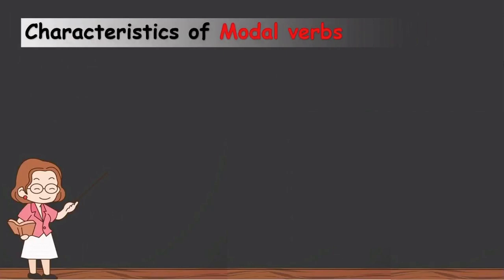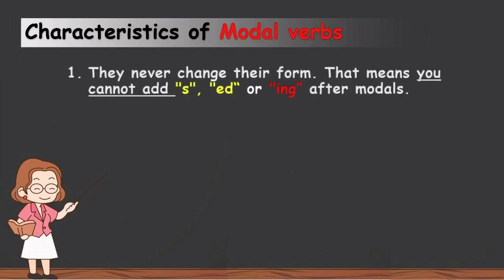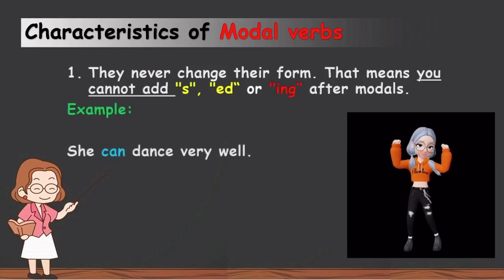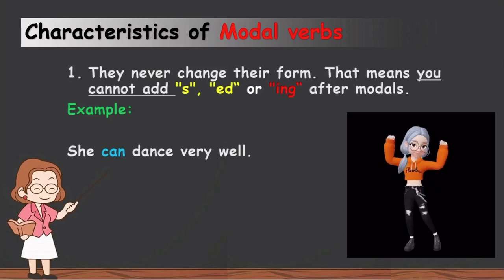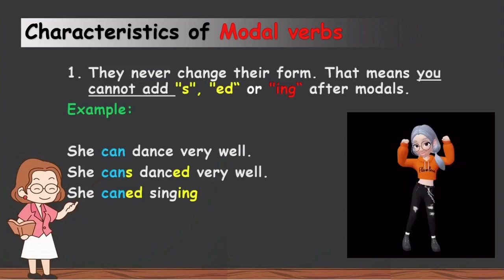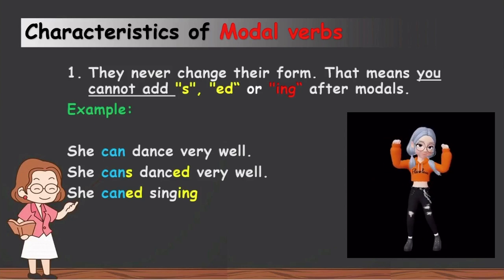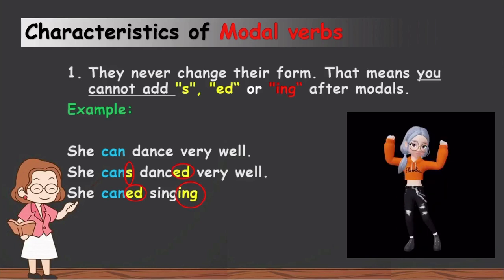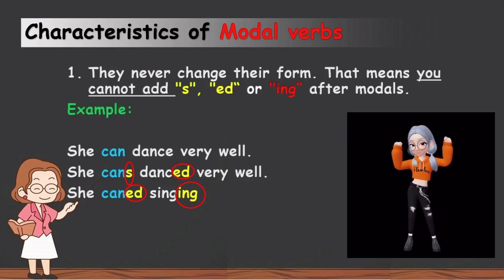Here are the characteristics of modal verbs. They never change their form. That means you cannot add s, ed, or ing or any suffix after modals. Example, she can dance very well. You cannot say she cans dance very well, or you cannot also say she can singing. There should be no suffix after modals.